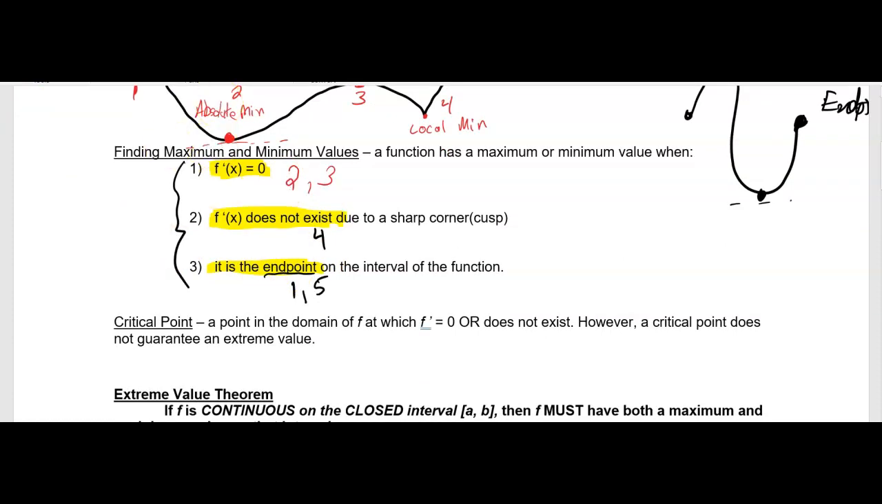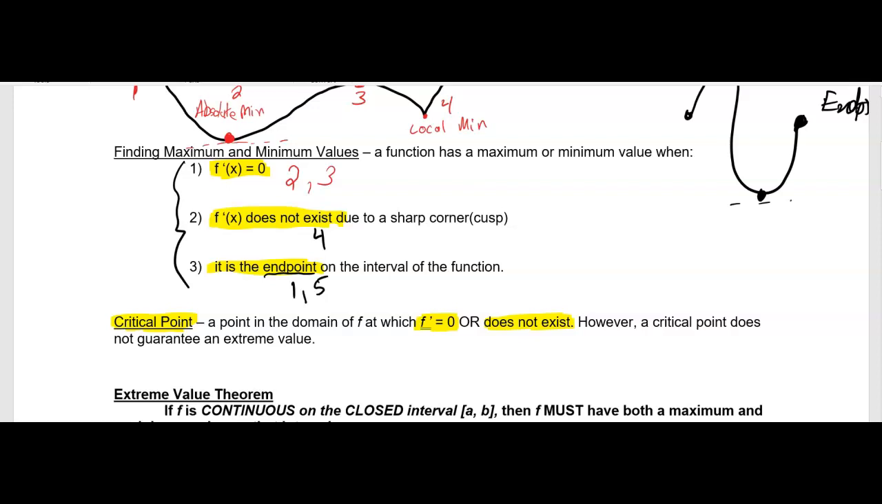Next thing, critical point. When we start talking about a critical point, it basically just means something interesting is going to be happening there. Critical points are when our first derivative is either 0 or does not exist. So if I ever say find the critical points, I'm basically telling you to find where the derivative is 0 or find where the derivative is undefined. All right, those are our critical points.